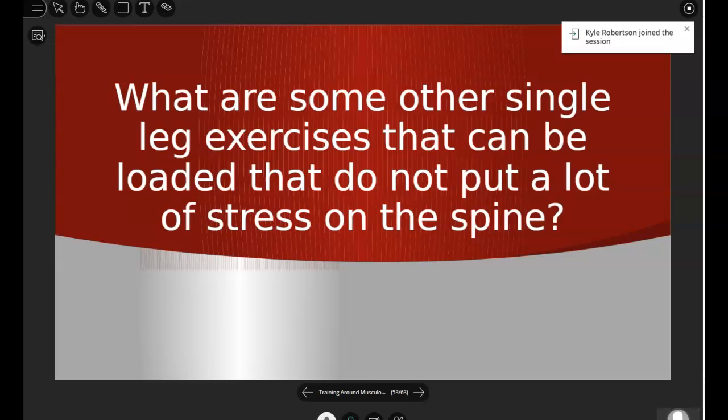Yep, great, Pablo. Step ups. Yep, so that's going to be a good example. You can hold weight at the side so it's not really loading up the spine. Anything else? Yep, side lunges. Anything else?